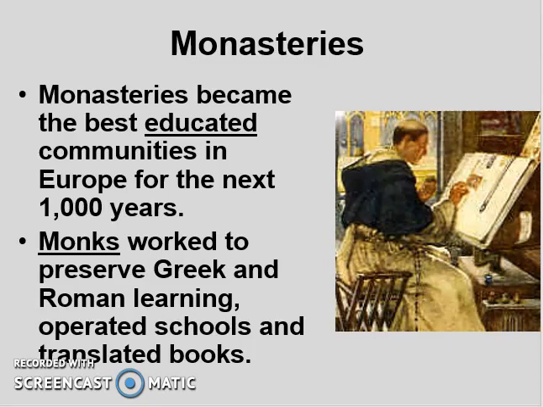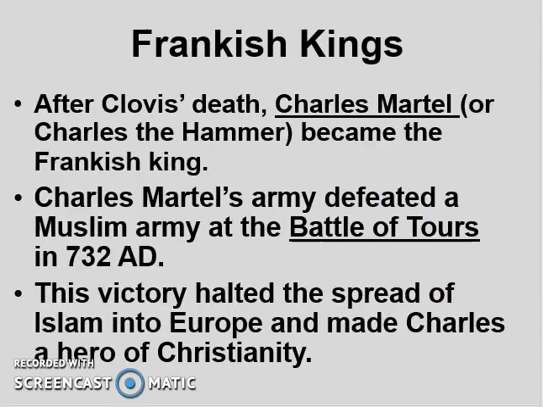Monasteries became the best educated communities in Europe for the next 1,000 years. These monasteries are the only place in Western Europe where Greek and Roman learning was preserved. They operated schools, they translated books, all done by monks who lived in these monasteries. The monks were the only people in Europe who could read and write. 99% of Europe's population could not read and write. And so the monks are the ones who preserve a lot of these ideas.